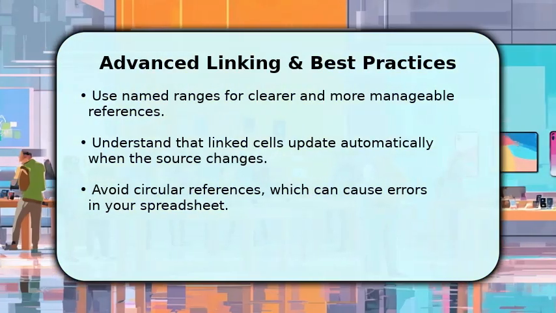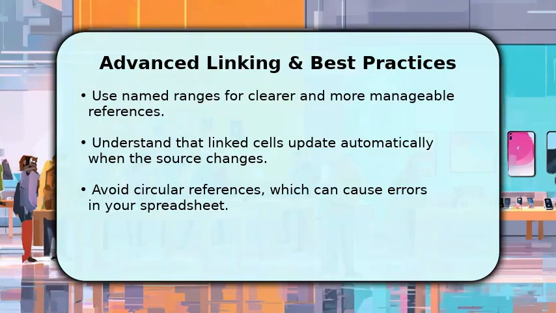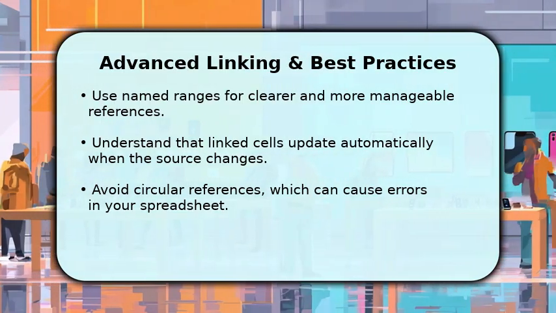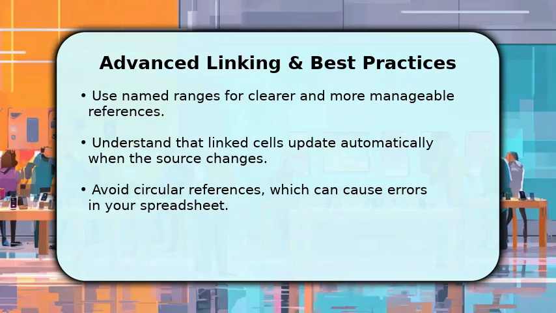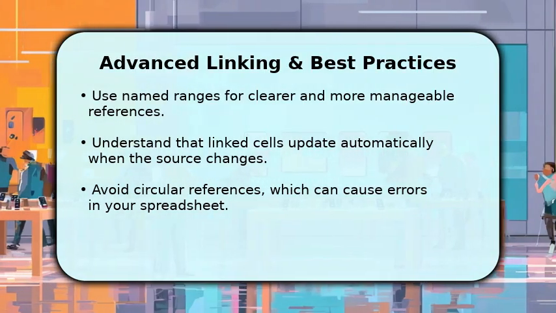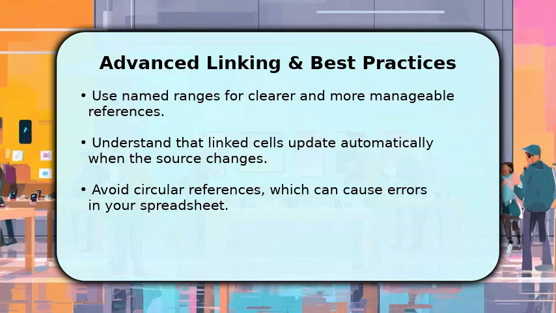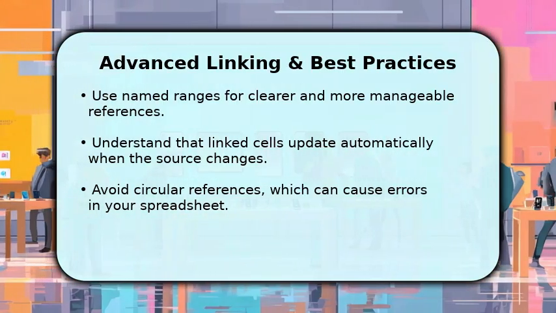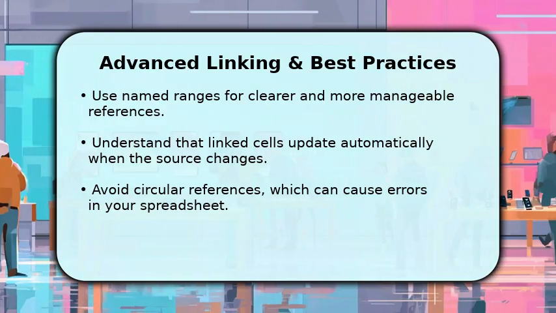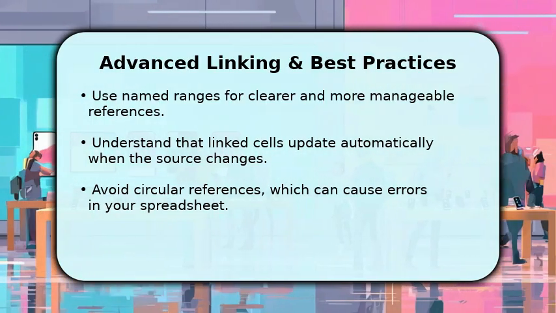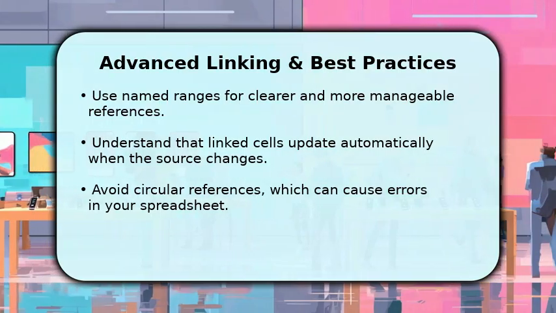For more advanced linking, consider using named ranges. Instead of Sheet 2, A1, you could name a range Total Sales and simply reference equals Total Sales. This makes your formulas much clearer and easier to manage, especially in large spreadsheets. Always remember that linked cells update automatically, so any change in the source cell will reflect instantly.